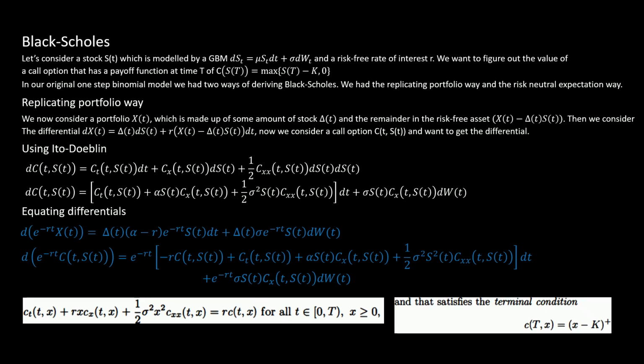As we can see, this process has been quite long, and what we end up with is a partial differential equation, which isn't actually the easiest to solve. So that is why we're not going to derive it this way, as solving that will take some time. The way we are going to solve it is through the risk-neutral expectation, which I'll show you now.